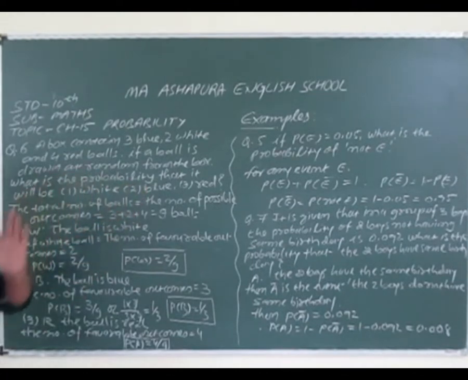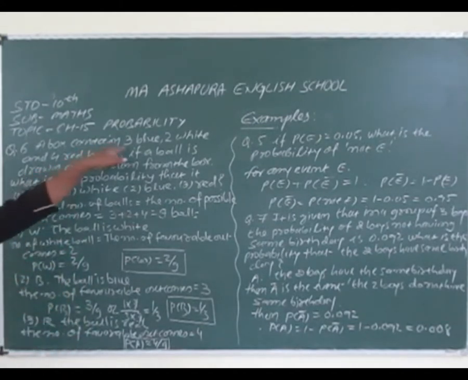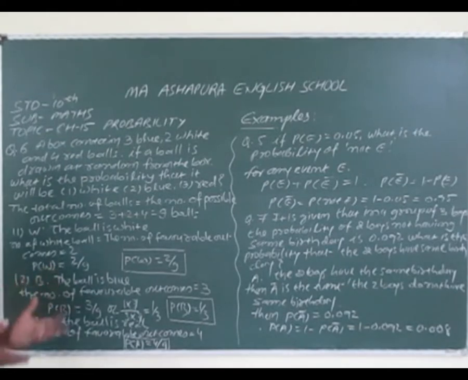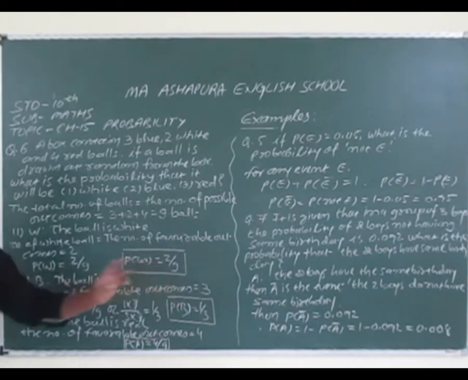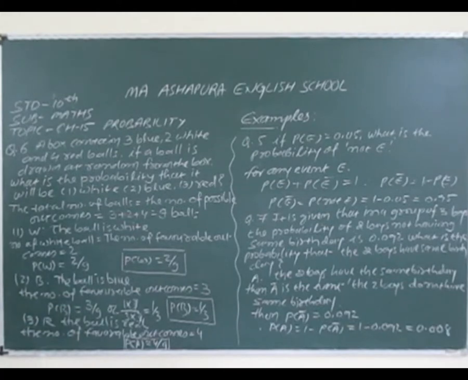Now for the second event, blue. Let event B be the ball is blue in color. Here the number of favorable outcomes is equal to the number of blue balls, 3 blue color balls. So our favorable outcomes is 3, and therefore now once again we put the values in the formula. P of B, the probability of blue balls, is equal to favorable outcomes 3 and total possible outcomes 9. Therefore P of B is equal to 3 by 9.